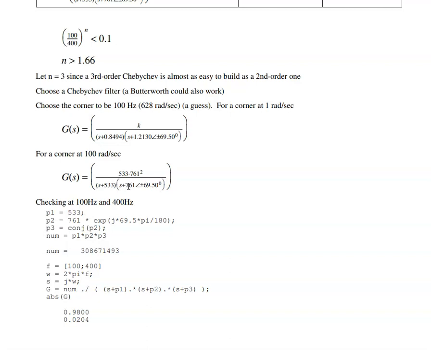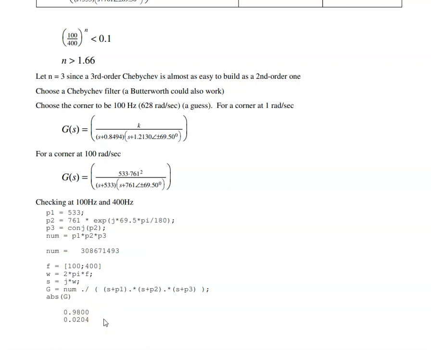So I'll first build the filter. Here are my poles. I want to check the gain. What's the gain at 400 and 100 Hz? That's F. Omega is 2 pi F. S is j omega. This is the gain. At 100 Hz, the gain is 0.98. At 400 Hz, the gain is 0.02. That meets my requirements, so I kind of got lucky.